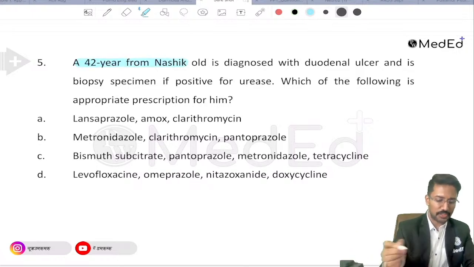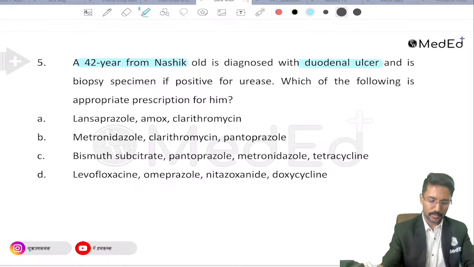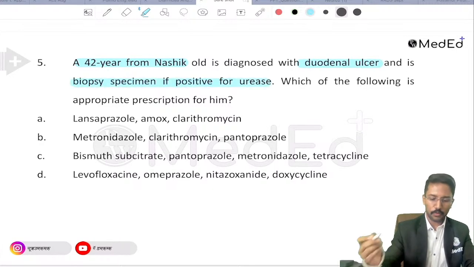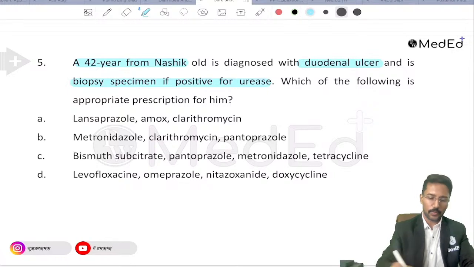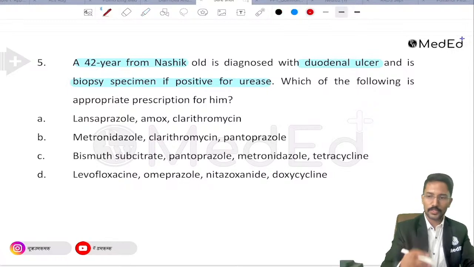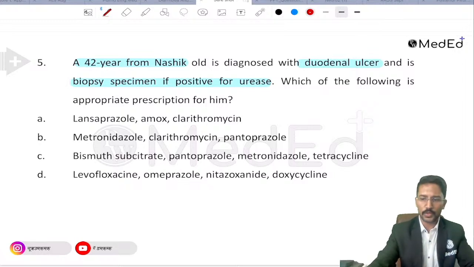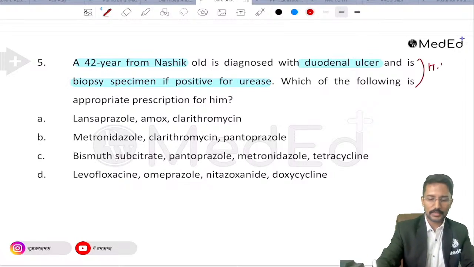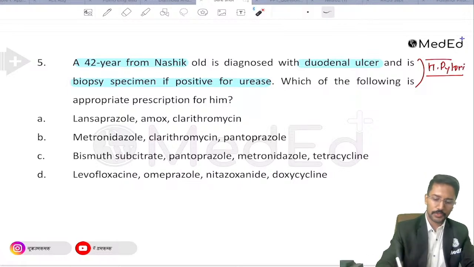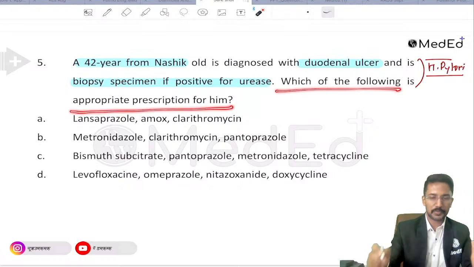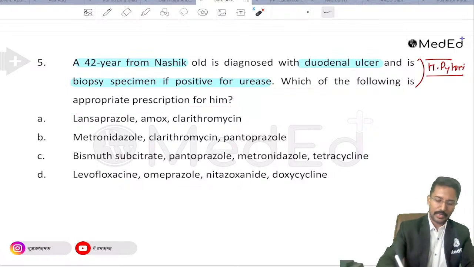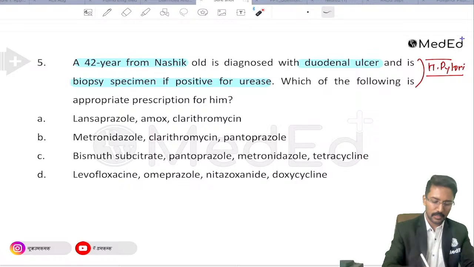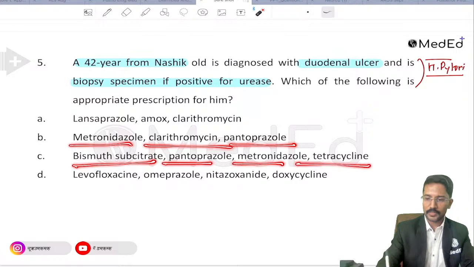A 42-year-old from Nashik, diagnosed with duodenal ulcer, okay, and his biopsy specimen is positive for urease. So what does that indicate? We all know it indicates H. pylori infection, right? Now, which of the following is appropriate prescription for him? There are 4 regimens mentioned: lansoprazole, amoxicillin and clarithromycin; metronidazole, clarithromycin and pantoprazole; bismuth subcitrate, pantoprazole, metronidazole and tetracycline; levofloxacin, omeprazole, nitazoxanide and doxycycline.